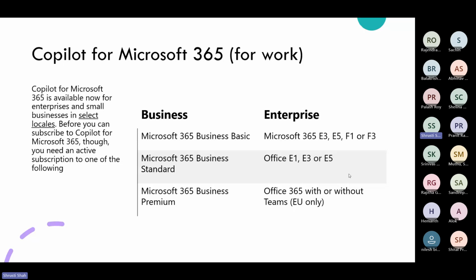So let's say I have Microsoft 365 E3, E5, F1, and F3. You won't get access to Copilot. You need to buy Copilot services apart from your existing license as well. So this is what Copilot for Microsoft 365 is, and we're going to talk in detail about what offerings it provides, etc. So I'll skip this.